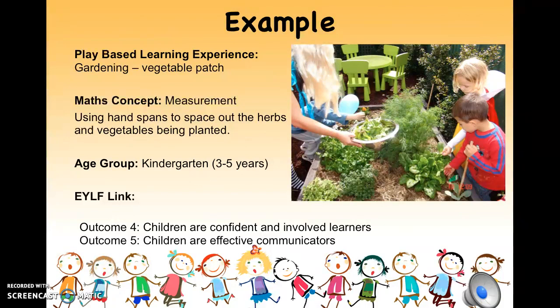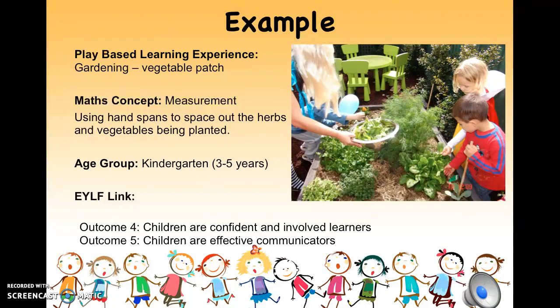The age group for this is kindergarten, so 3 to 5 years, and the Early Years Learning Framework links are outcome 4, so children are confident and involved learners. Specifically, the points about using a range of skills and processes such as problem solving and inquiry, transferring and adapting what they've learnt from one context to another, so they could take this home and create their own veggie patch at home, and using their own learning through connecting with people, place, technology, and natural and processed materials.